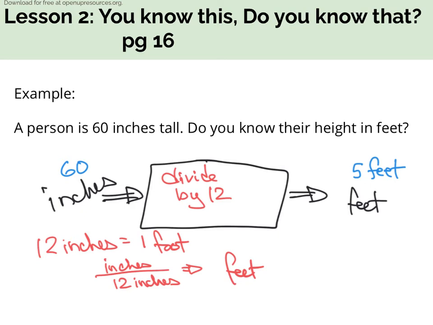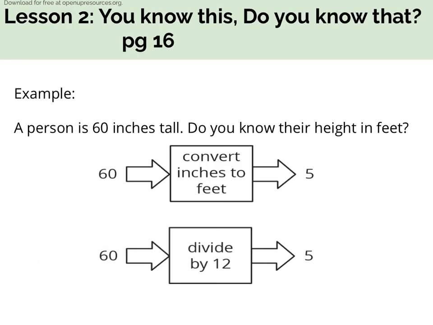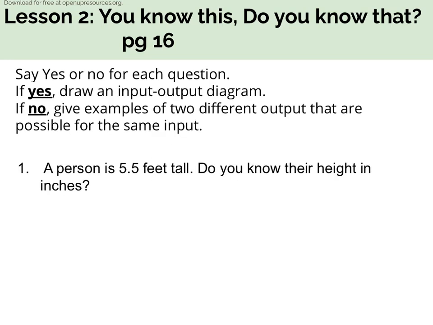This is going to help us with the next activity that we're going to do. So here is our diagram that I went ahead and drew. Again, this is going to help us with our next activity. In this activity on page 16, it says say yes or no for each question. If yes, draw an input-output diagram, like we did with the 60 inches for how many feet. And if no, give examples of 2 different outputs that are possible for the same input.